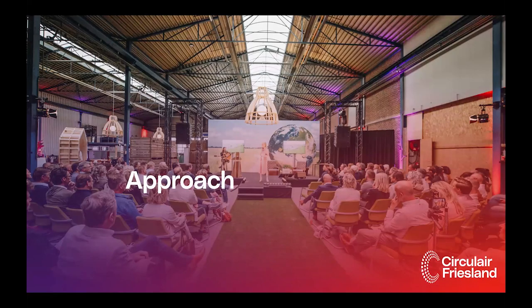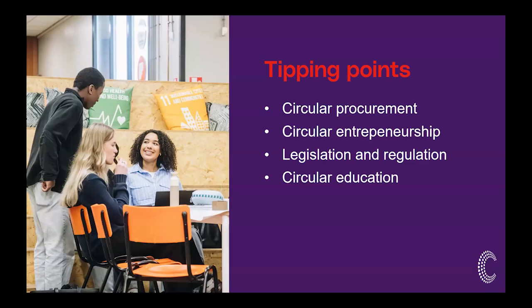Then I want to talk a little bit about our approach as an association. First of all, we follow a couple of tipping points, which we think are very important. First of all, circular procurement, which we mostly focus on with our governments, the Frisian province, and all the other governmental bodies in the province. Then circular entrepreneurship, which I'm going to talk about a little bit more later. Legislation and regulation, which is obviously very important to get things started and going, and circular education. So these are our main tipping points.